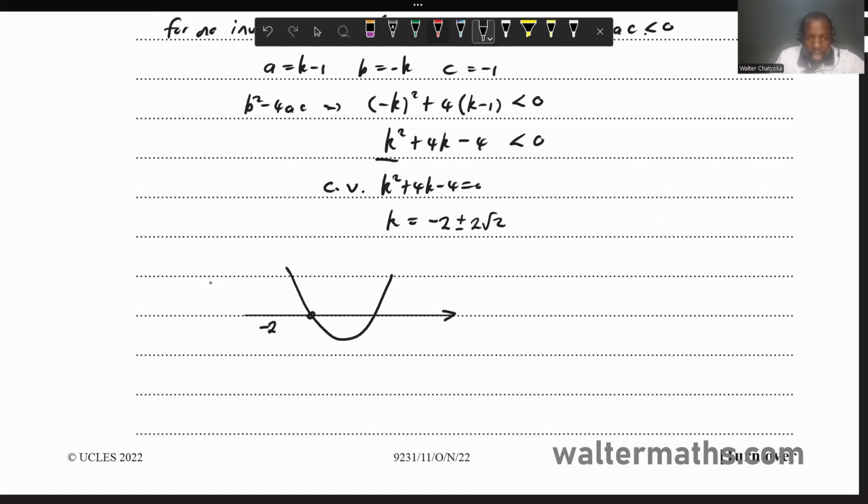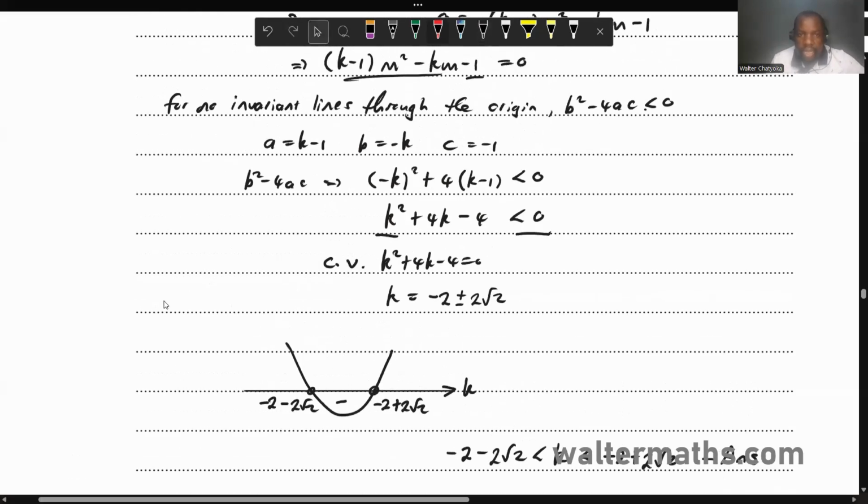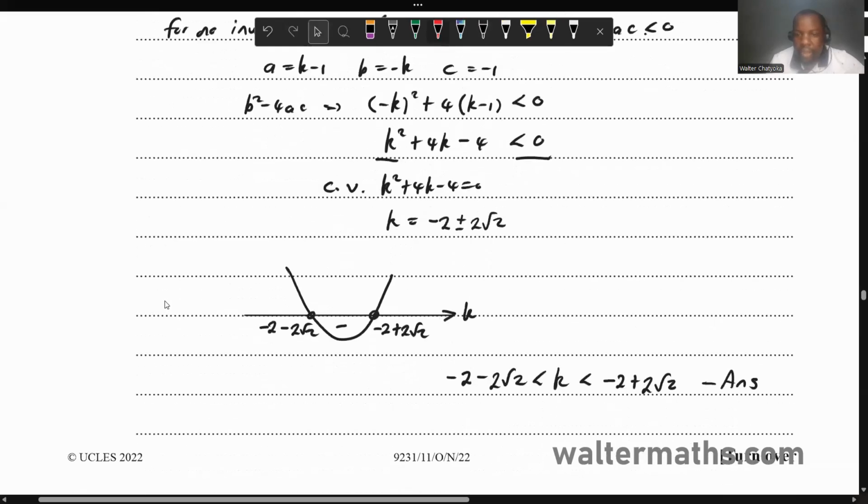This here is minus 2 minus 2 root 2, and this one is minus 2 plus 2 root 2, and this is k, right? And less than 0 means values for which it is below the k-axis here, which are values from minus 2 minus 2 root 2 to minus 2 plus 2 root 2. So this is the answer. These are the set of values of k for which there are no inferring lines through the origin. So that's how we do it for this question here.